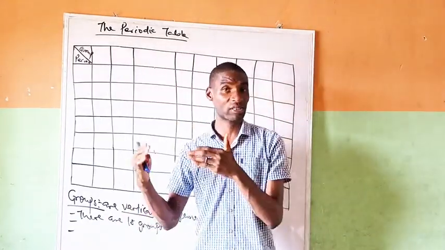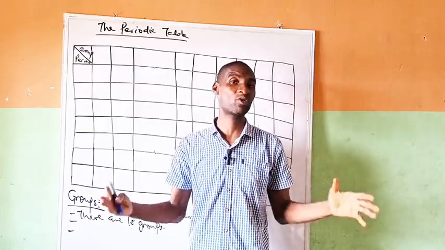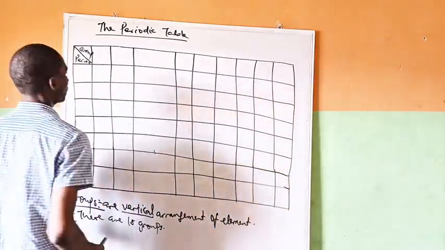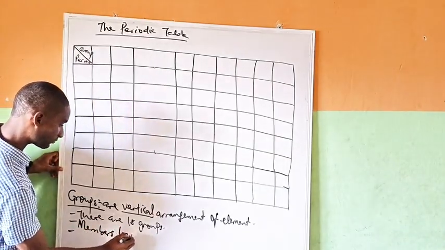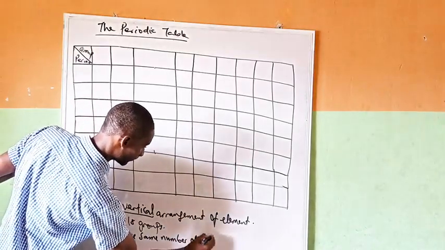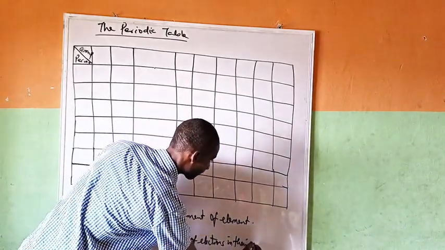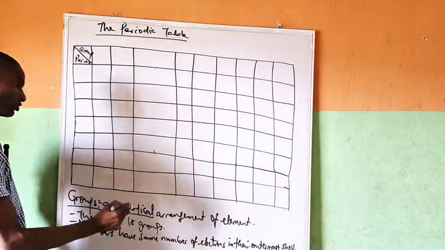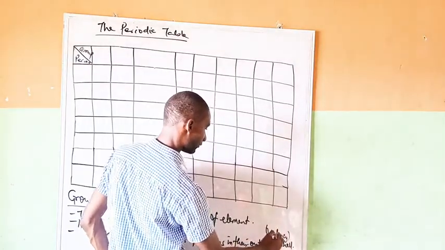They have the same number of electrons in their outermost shell, and that's what you call the valence electron. That's number one. Number two, they have similar chemical properties, and because of that, they take part in similar chemical reactions. So members of the group have the same number of electrons in their outermost shell. That is also called valency. So you can call that valency. They have the same valency.